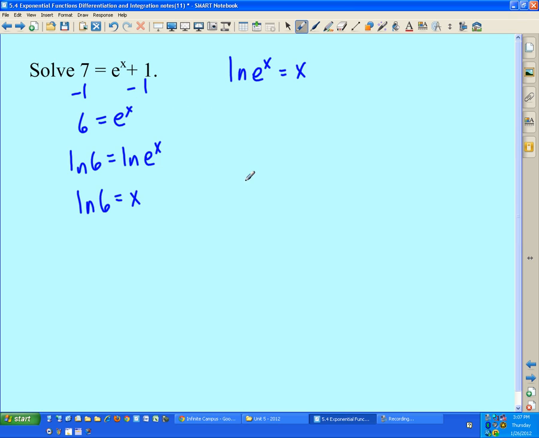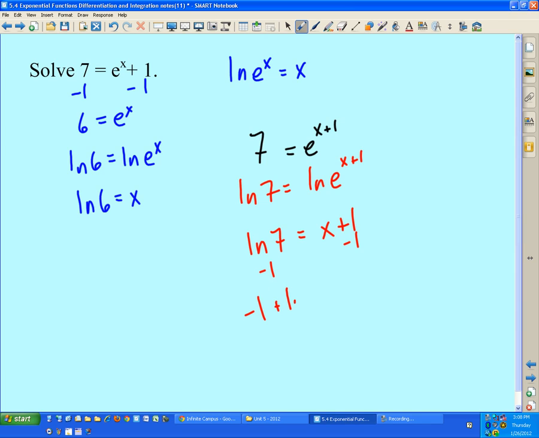Now, how would this change if the problem was 7 equals e to the x plus 1? Not much. I would still take the natural log of both sides, so the natural log of 7 equals the natural log of e to the x plus 1, which gives the natural log of 7 equals x plus 1. Then I subtract the 1, and so I'd get minus 1 plus the ln of 7 equals x. And if I did that, x would come out to be approximately 0.946.